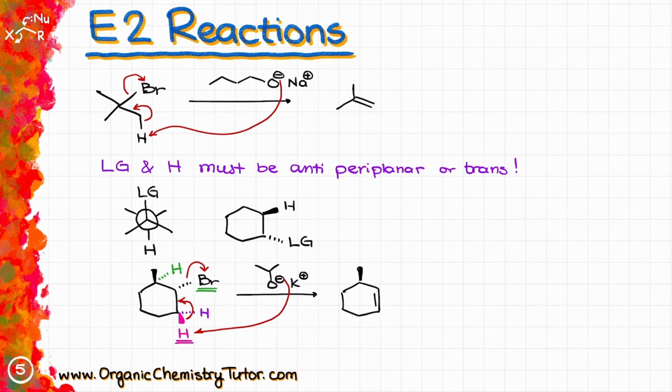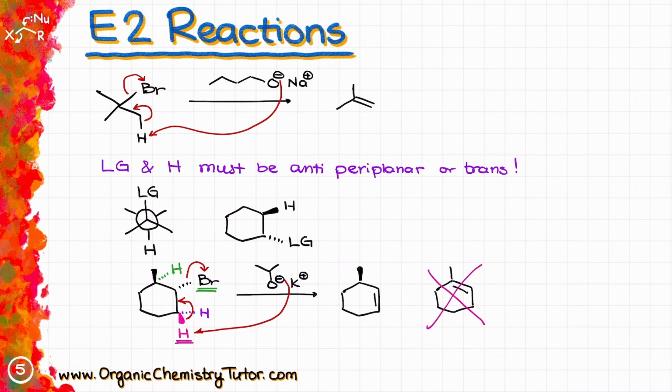The other product that you might have thought is going to be our major product, something of this sort, because that is the more substituted double bond, well, that one is not going to happen, because in order to obtain that product we would have to pull off the green hydrogen, and the green hydrogen has just the wrong conformation, so it's not available. So that is one of the important things that you are going to be tested on, I can guarantee that. So make sure you always remember to check whether your halogen, or leaving group in general, and the hydrogen that you are trying to pull off are anti-periplanar or trans to each other.